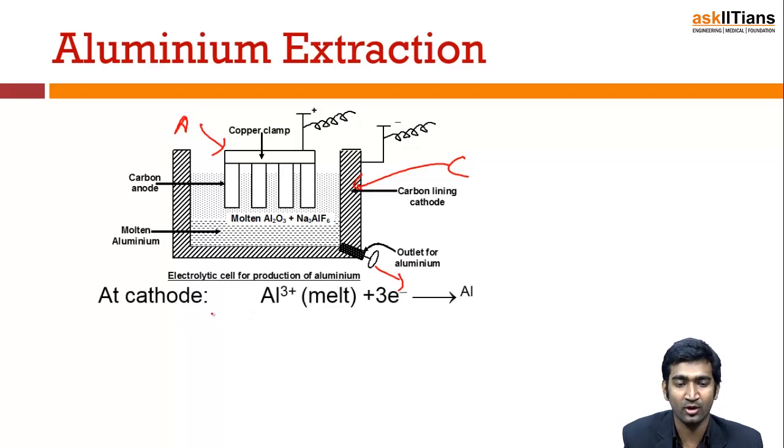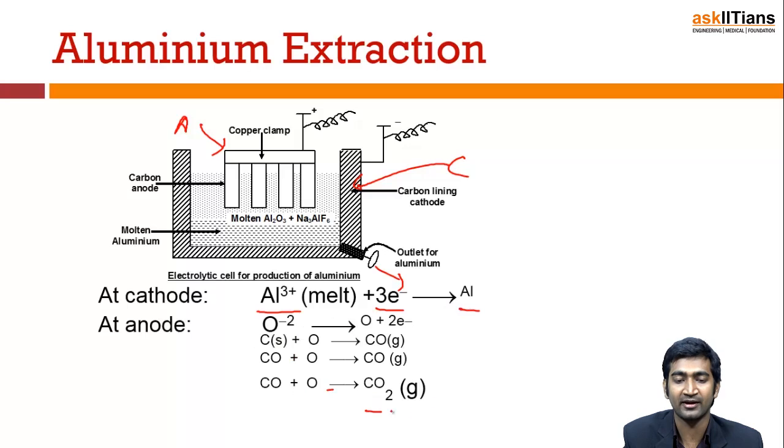The reactions going on at the cathode are Al3+ plus 3 electrons give Al, and at the anode I will form carbon dioxide or carbon monoxide. So I will get my aluminium extracted at the cathode. This is how aluminium is extracted, which is a very useful metal in different applications, maybe in heavy aircraft, or in light plates. So it has a variety of applications.